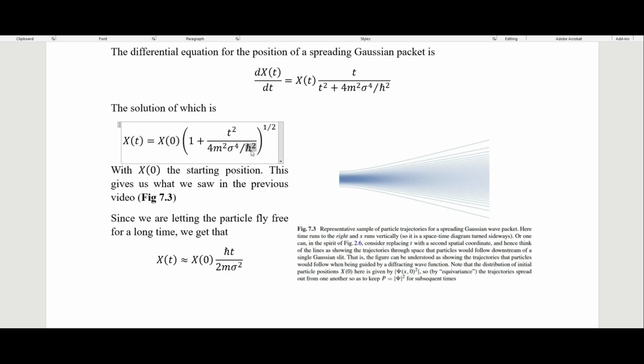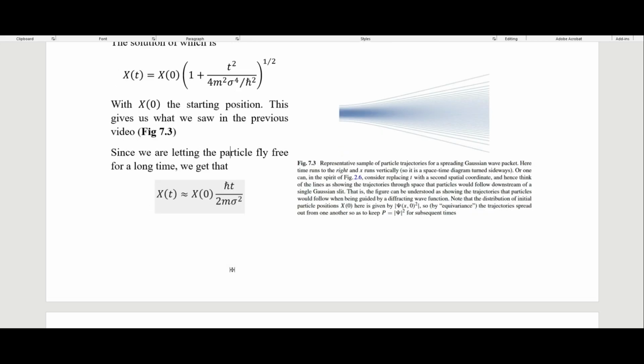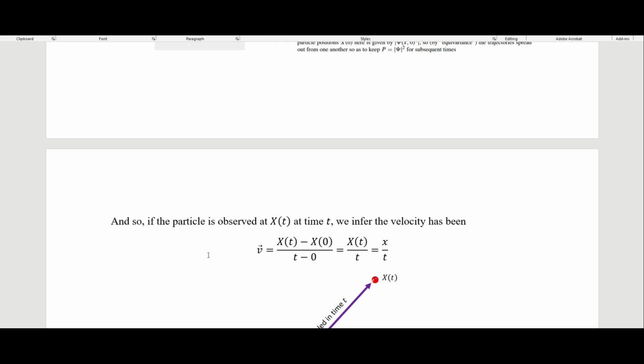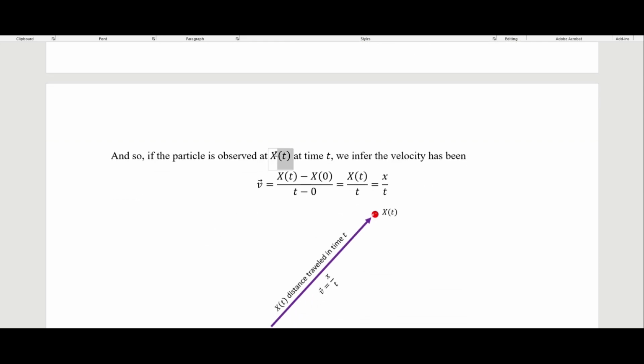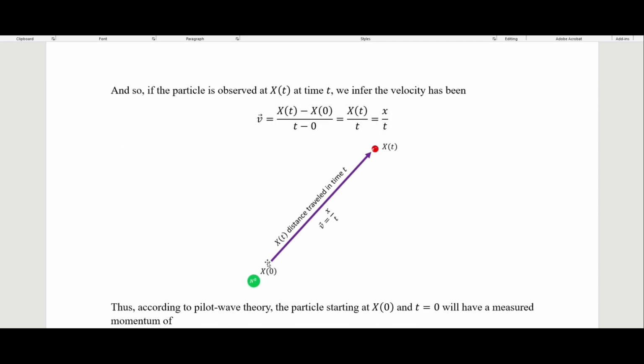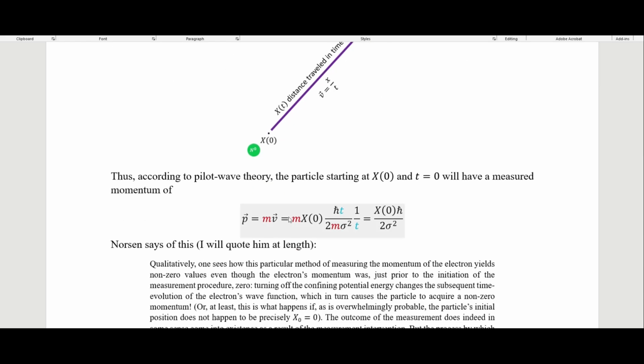We could get this here by doing some algebraic manipulation, just multiplying everything through by this h bar squared. So there'll be h bar squared here. Then this t squared here will end up being a lot larger than the h bar squared, and so we can just say that it looks kind of like this. And so if the particle is observed at some position at time t, we can infer the velocity like this. We started right here at x of 0, and we went up here to x of t, where we took the measurement of the position at some time, and so we get the velocity from that.